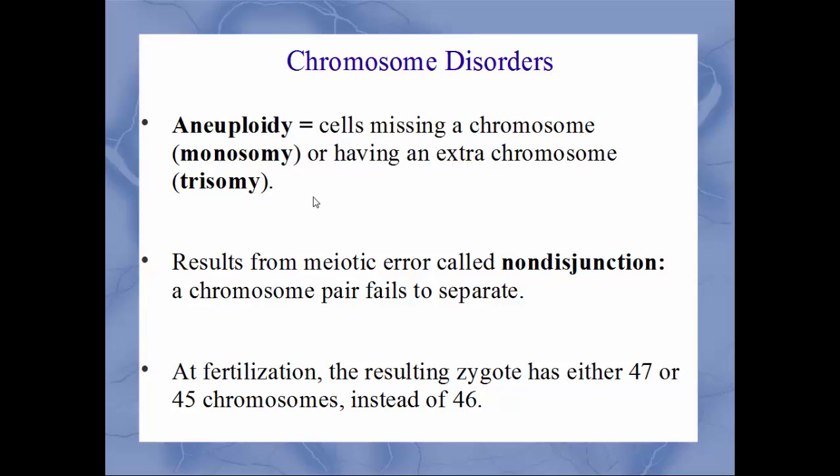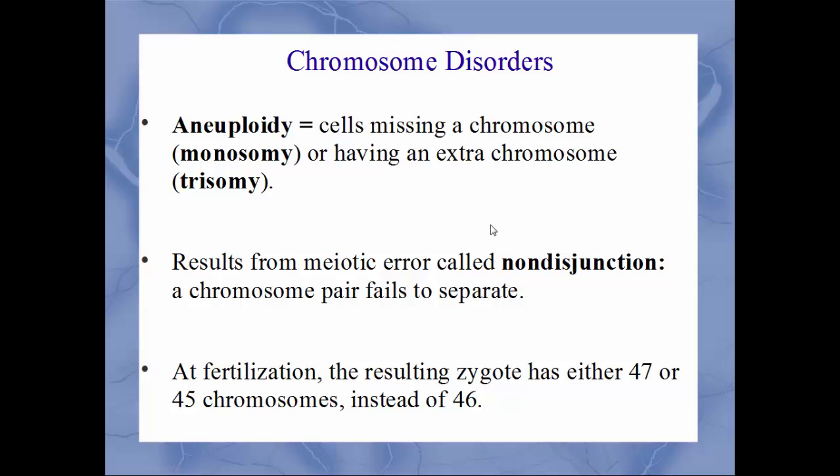Next one, aneuploidy. This will include either having a missing chromosome, which is called monosomy, or having an extra chromosome, or trisomy. Mono means one, somy means body. So you only have one body when you should have two, one from mom, one from dad. And then trisomy, tri meaning three, you have three bodies. And this occurs during non-disjunction in meiosis.